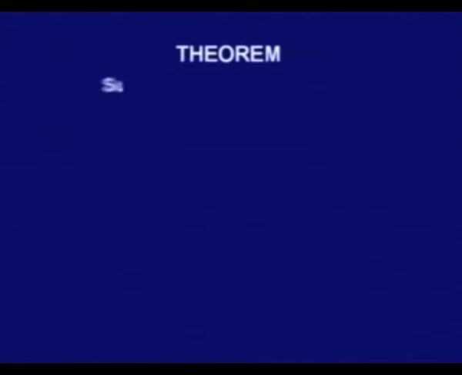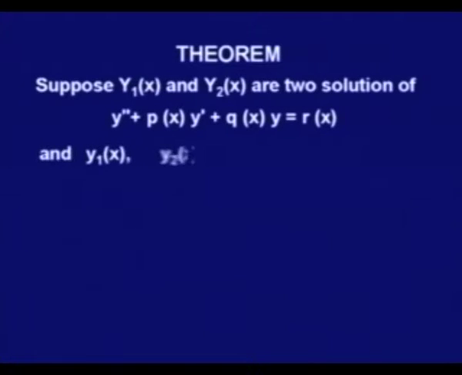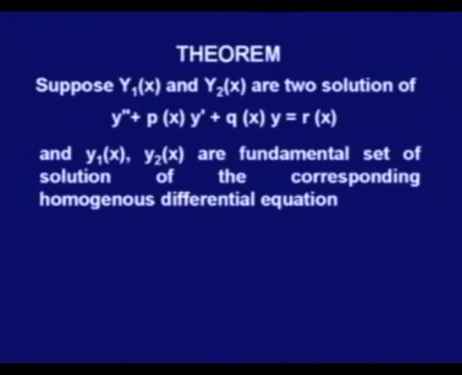What we get is one result, that suppose capital Y1 and capital Y2 are two solutions of non-homogeneous equation y double dash plus p x y dash plus q x y is equal to r x, and suppose small y1 and y2 are fundamental set of solution of corresponding homogeneous differential equation, that is y double dash plus p x y dash plus q x y is equal to 0. Here what we have taken, that is y1 and y2 are the fundamental set, that means they are linearly independent solution of this homogeneous equation.